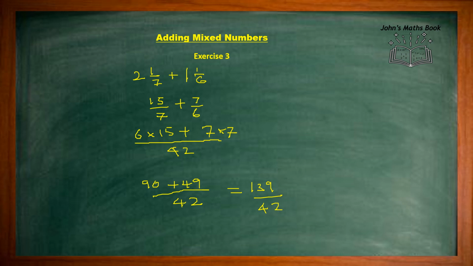Now 42 goes into 139 exactly 3 times with a remainder of 13. So the integer part of the new mixed number is 3. The remainder of 13 is the new numerator of the fractional part, divided by 42. And that's the answer.